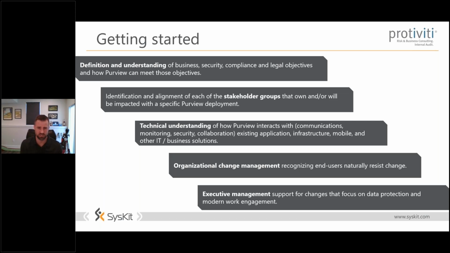So really understanding Purview's architecture, which is really what I'm trying to talk about here, and what it does for other solutions. And as you go into this and you're deploying Purview solutions, it is change, right?